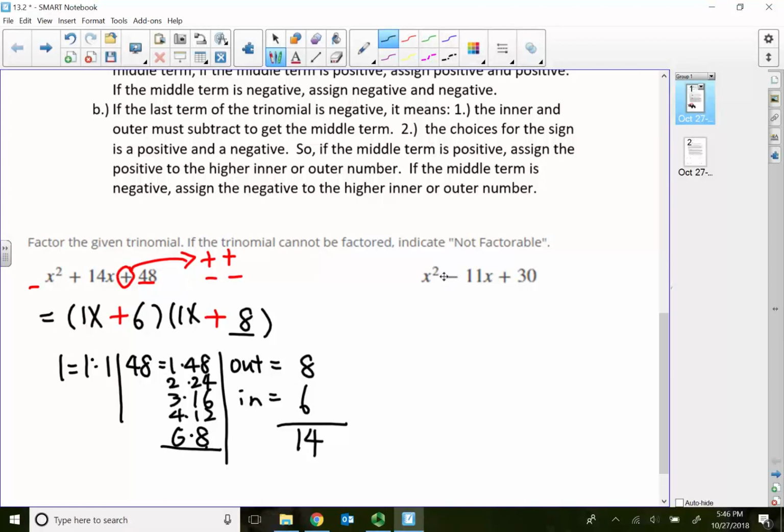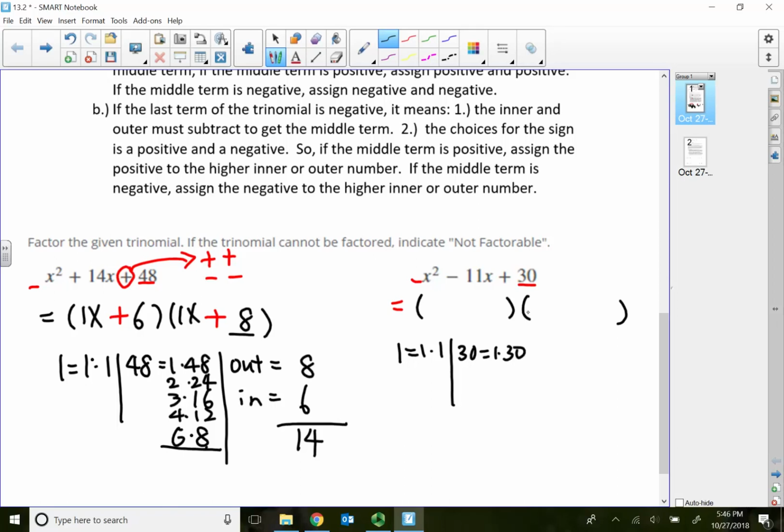Okay, this is a trinomial again, x squared minus 11x plus 30, where I have no greatest common factor. So we write 2 parentheses right away. So that's step number 1. Step number 2, find all the factors of the first term and the last term. So the first term is 1x squared, so that's 1 times 1. The last term is 30, which is 1 times 30.